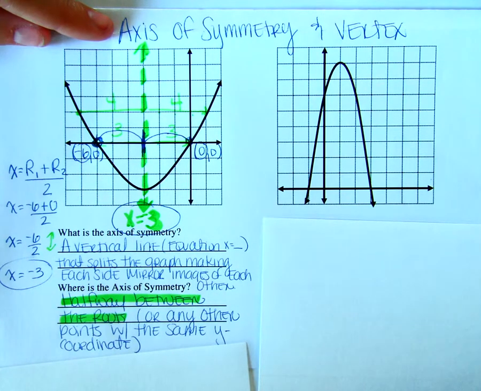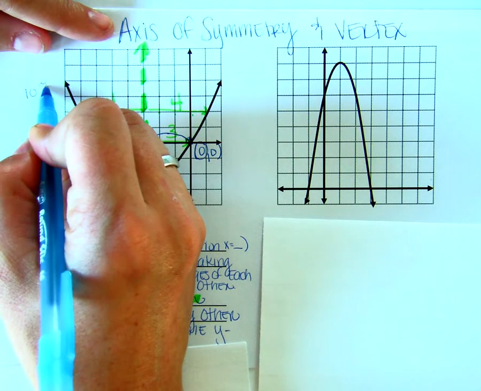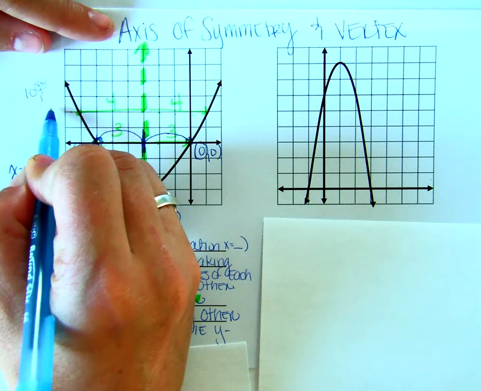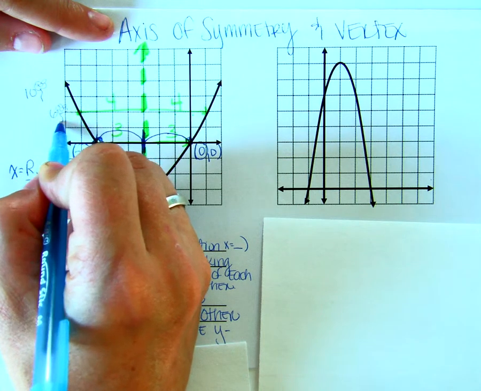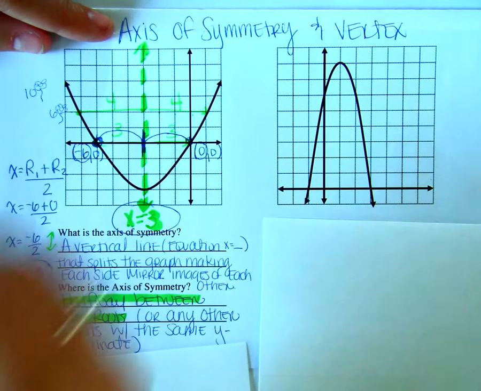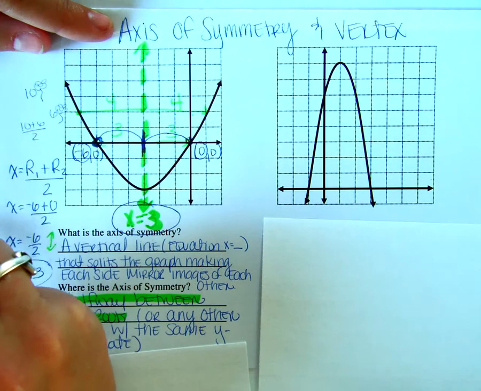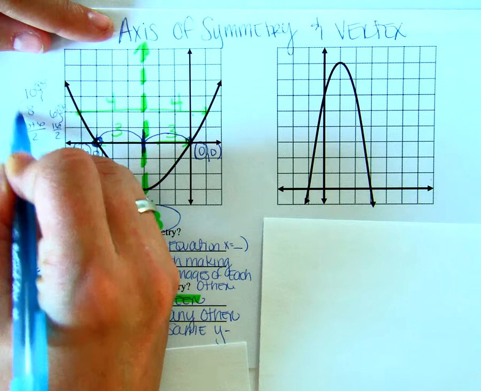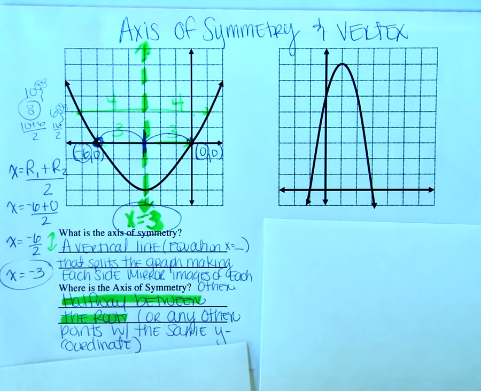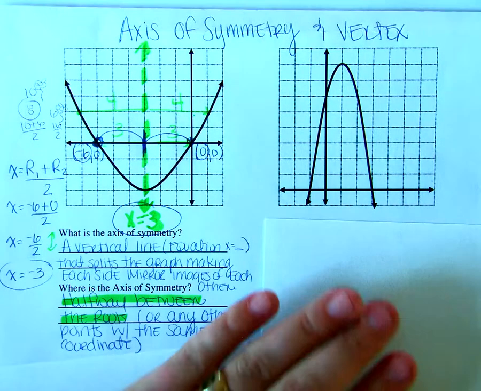It would be like if you have 10 flowers and I have 6 flowers. If we wanted each of us to have half of them, we would add them together and divide by 2. 10 plus 6 is 16, and 16 divided by 2 is 8. So each of us would get 8. It's the same thing. Let's find the axis of symmetry for this one here.